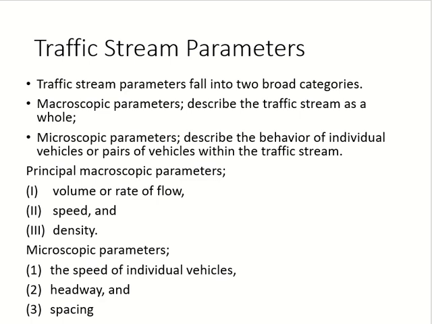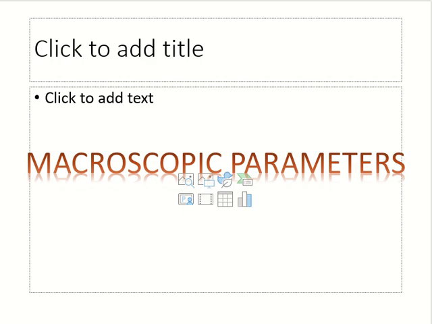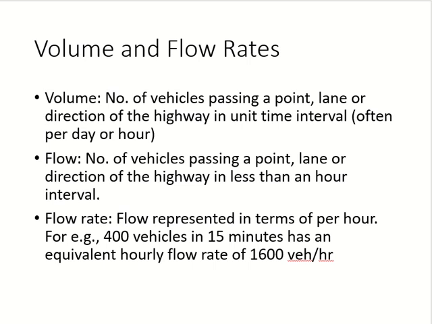Then there are also two types of traffic data, macroscopic and microscopic. Macroscopic is the bigger level when you're looking at the whole traffic stream, and microscopic is when you're looking at each vehicle or maybe a pair of vehicles. For each case we have some parameters which we'll study, and we started with the first one, macroscopic parameters, and we are looking at the first parameter, which is volume.